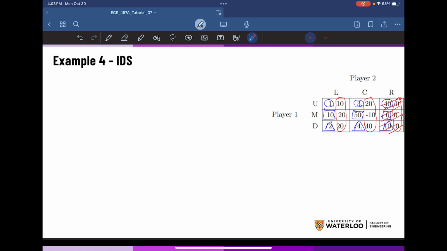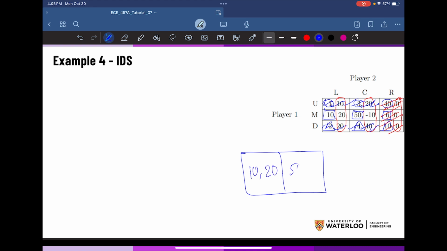Now let's look at player 1. With player 1, because the last column is deleted, we can say that M with 10 and 50 completely dominates D and U with 1 and 3 and 2 and 4. So 10 dominates 1, 10 dominates 2, 50 dominates 4, and 50 dominates 3. So we can get rid of this row and this row, and we only have this 10, 20, and 50, negative 10, CLM.